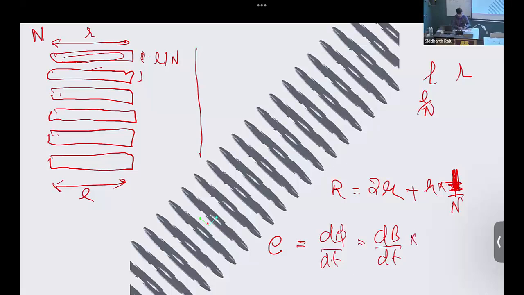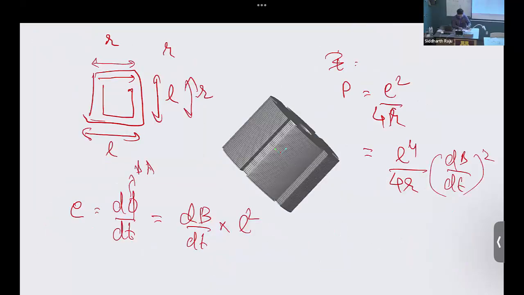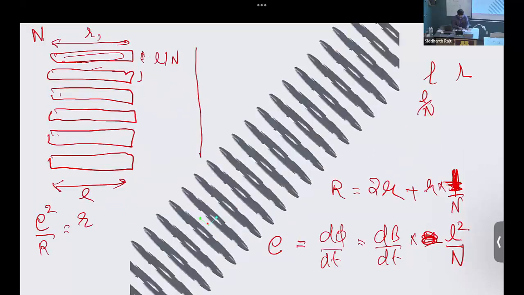Phi is going to be area again, R times, not L though, but L by N, because the area of each of these loops is just R times the tiny height of the plate that we have. All right, so this is going to be our EMF, and then we can take E square divided by R again, which is going to be equal to L square. So this resistance is R, length is L. Right? So we have the area would have been L times L by N for each of those plates, area of a plate. Right? So we have L square divided by N.